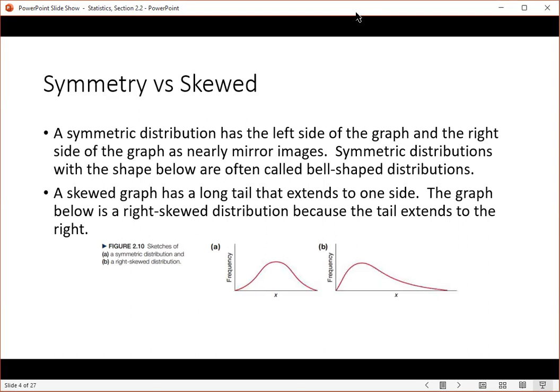A symmetric distribution has the left side of the graph and the right side of the graph as nearly mirror images. Symmetric distributions with the shape below are often called bell-shaped distributions. Okay, so they're talking about this one here. So this shape is called a bell-shaped distribution. A skewed graph has a long tail that extends to one side. The graph below is a right skewed distribution because the tail extends to the right. All right, so we're talking about this one here. You've got this tail here that extends to the right.